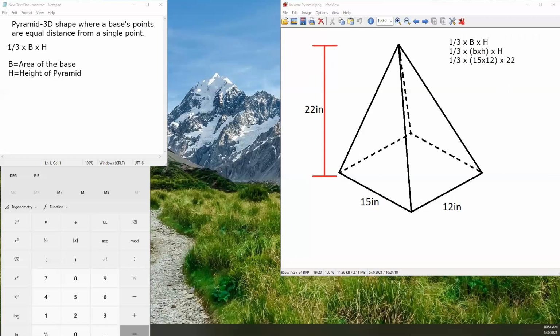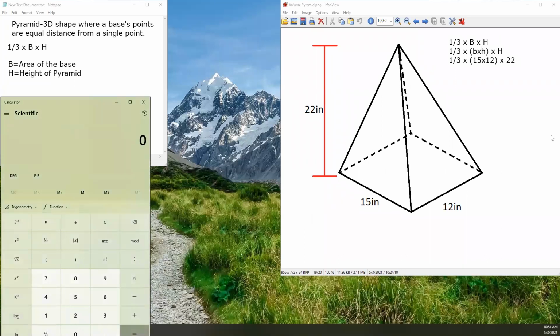So now we just plug that into our calculator. Clear this out. I'm going to do the parentheses first. Then I'm going to do the 22, and then I'm going to deal with this guy. Well, actually, I don't have to. It's all multiplication, right? I could do 1 divided by 3 equals, times 15 times 12 times 22 equals, and that's it. Volume equals 1,320 inches cubed. Oops, a daisy. Inches cubed.